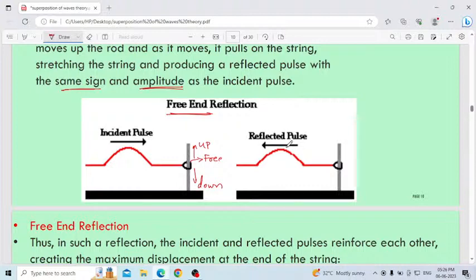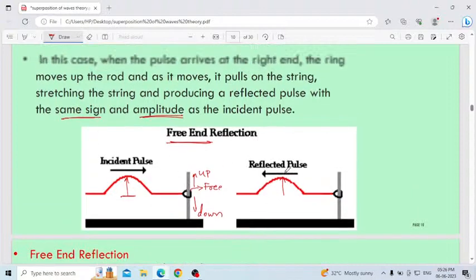This is the reflected pulse. Both amplitudes will be the same. Amplitude is nothing but the height of the wave. This is the height of the wave. The amplitude will be the same. And also see the direction, they will be opposite. Here the pulse has the same sign, which means the pulse is not inverted here.